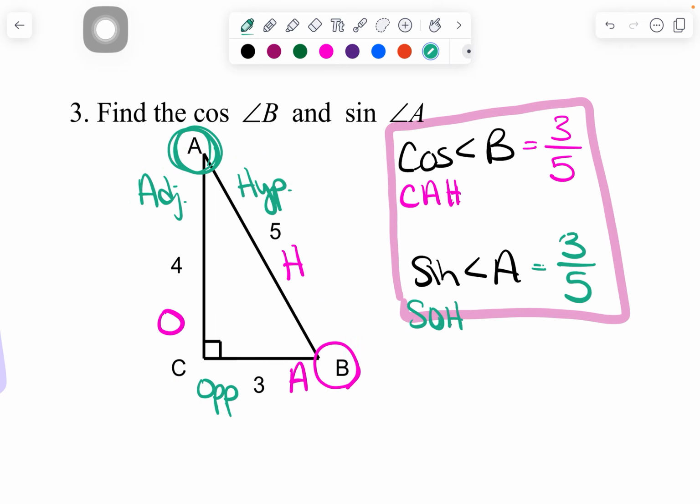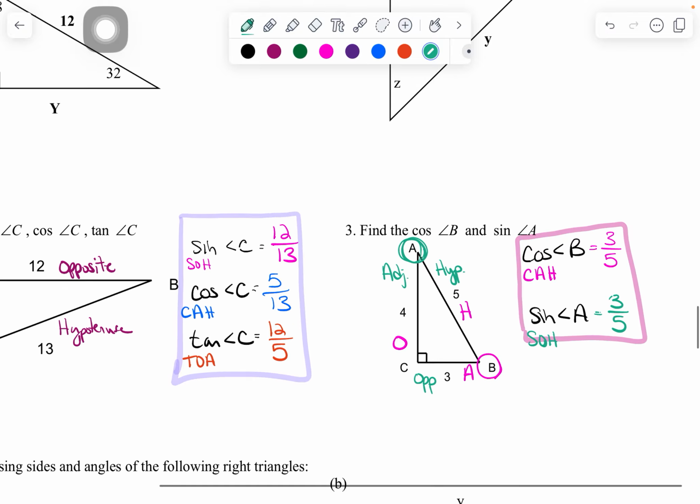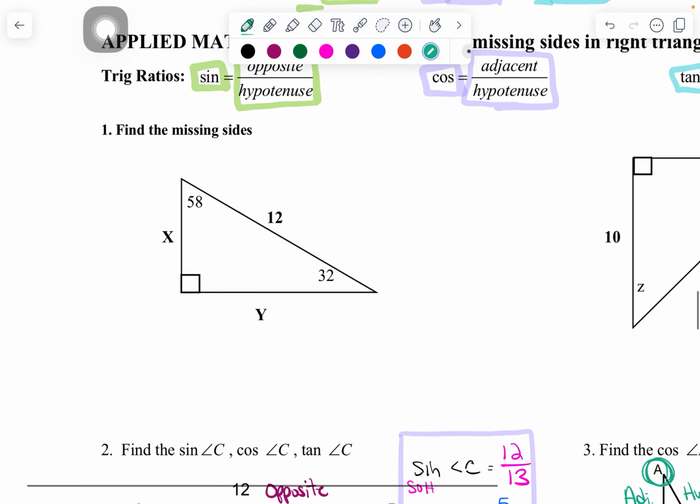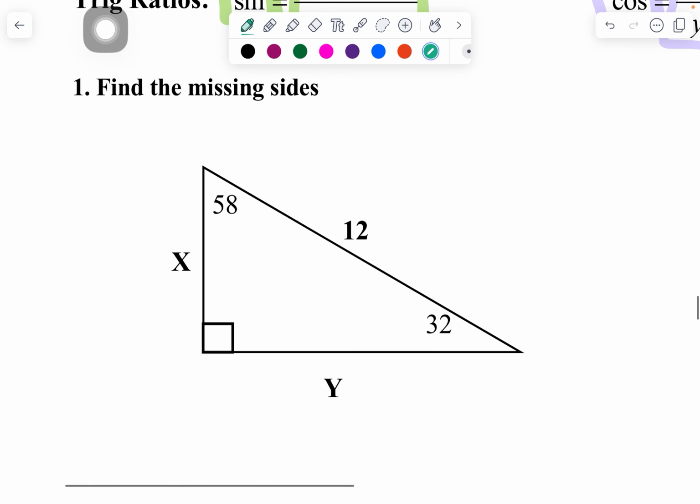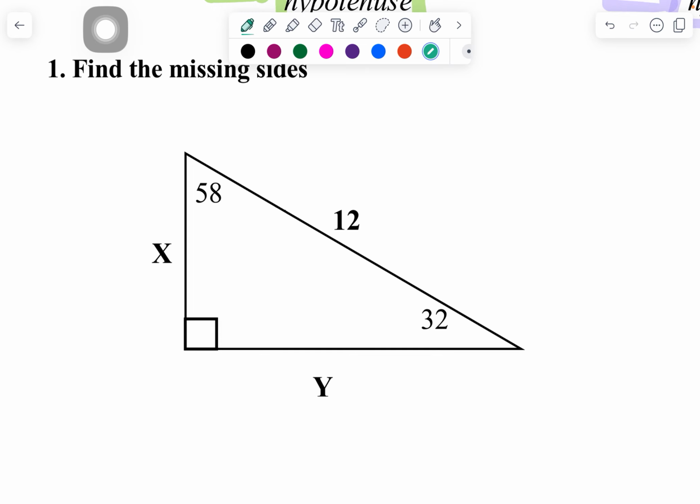That's question 2 and question 3. I'm going to back up to question number 1. There's 2 parts to it. And we're going to actually find some missing sides. We're going to apply the trigonometry ratios, but actually find some values.